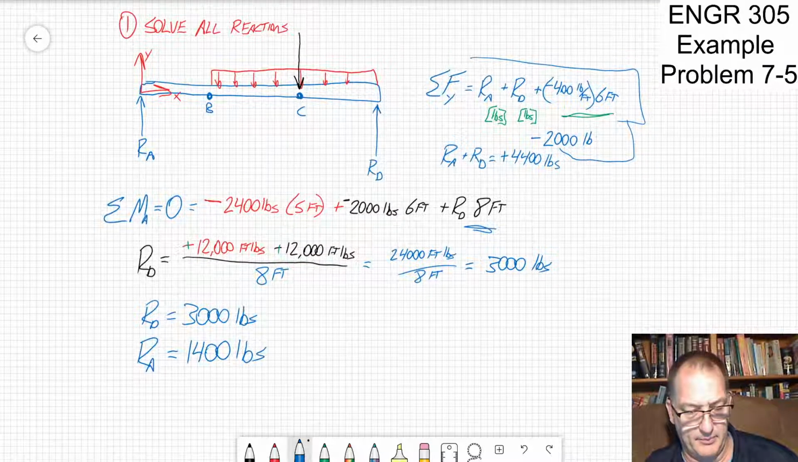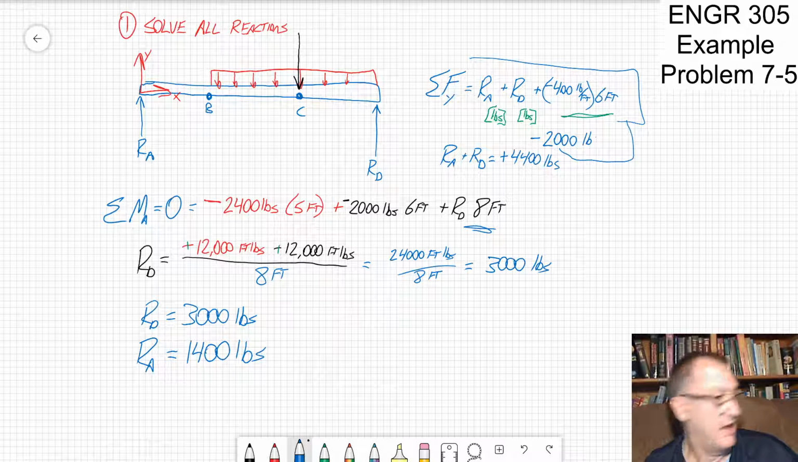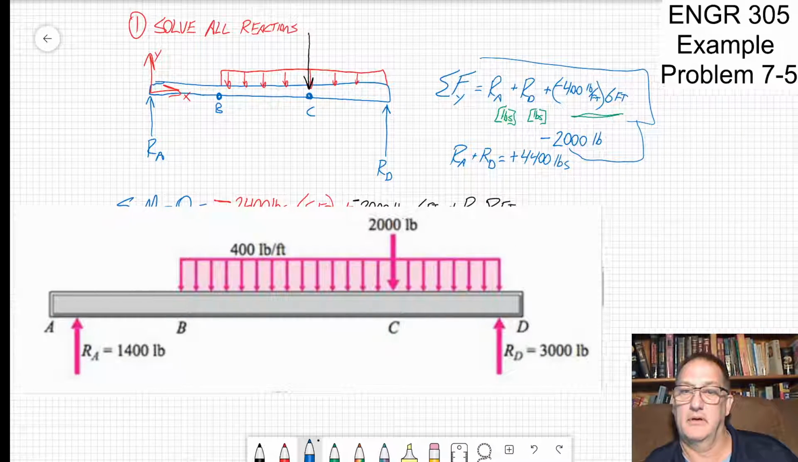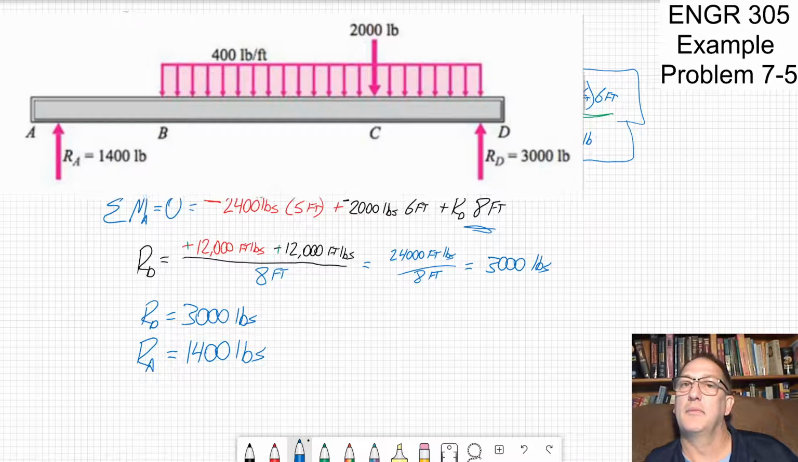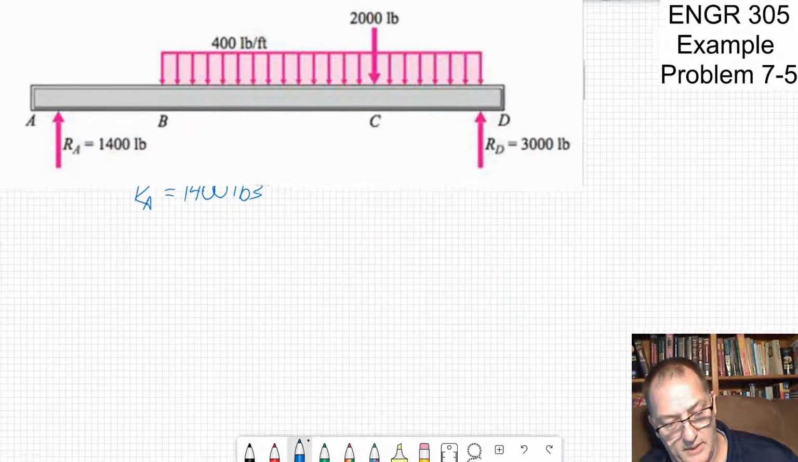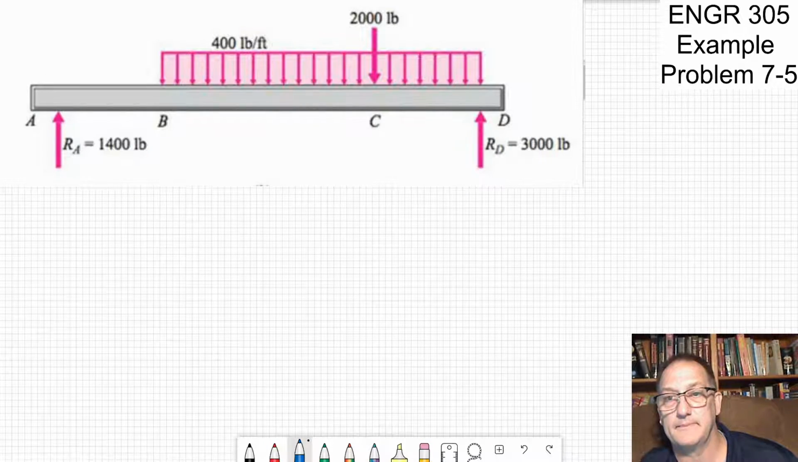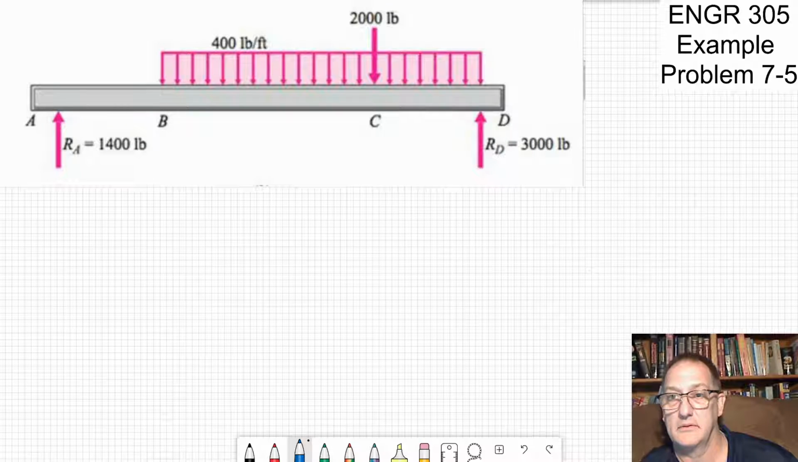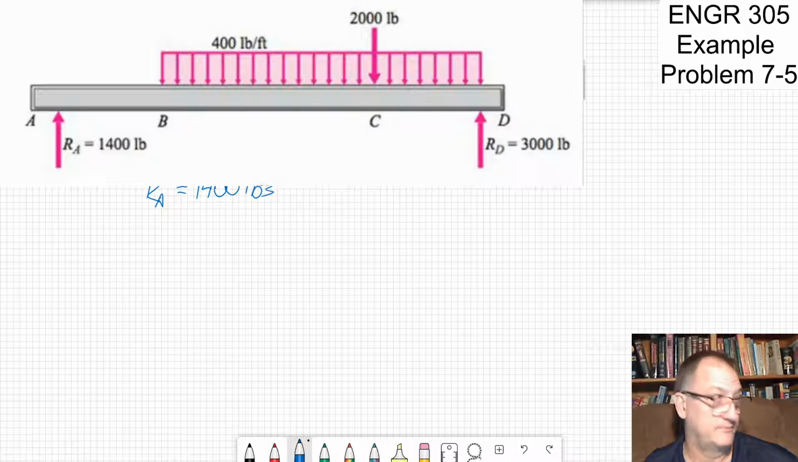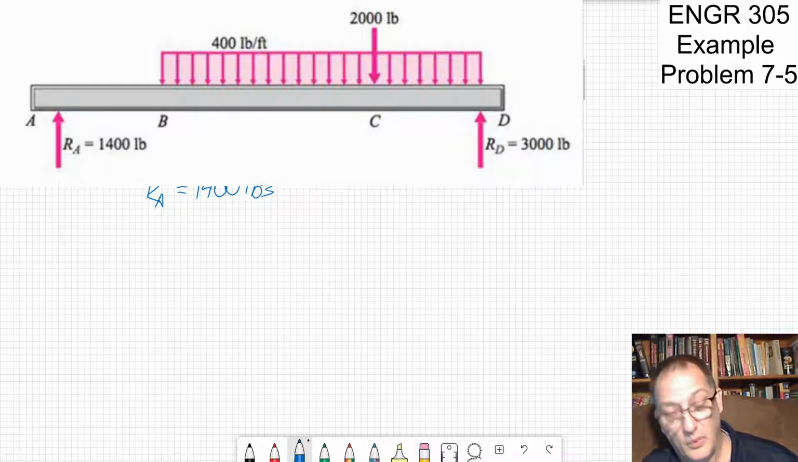And so now I have a complete free body diagram that looks like this. My reaction at A is 1,400 pounds. I have 400 pounds per square foot there. 2,000 pounds at C, and then reaction at D. I'm going to move that to the top of the page. Oh, grab the wrong thing. And we'll keep working the problem. So, I got to get that to the right spot. There we go.